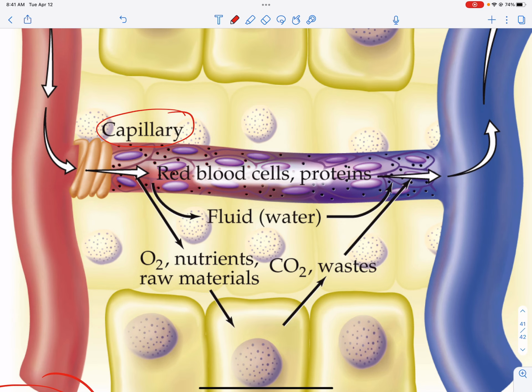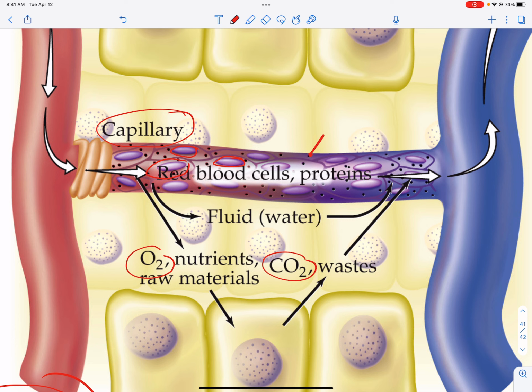So I want you to notice a few things. Inside this capillary, you might notice these purple circles. These are representing red blood cells, okay? And then you might notice all these little dots right here, which is, this capillary is a semi-permeable membrane. Okay, so through all these dots is where the exchange of things like oxygen and CO2 happens, okay?